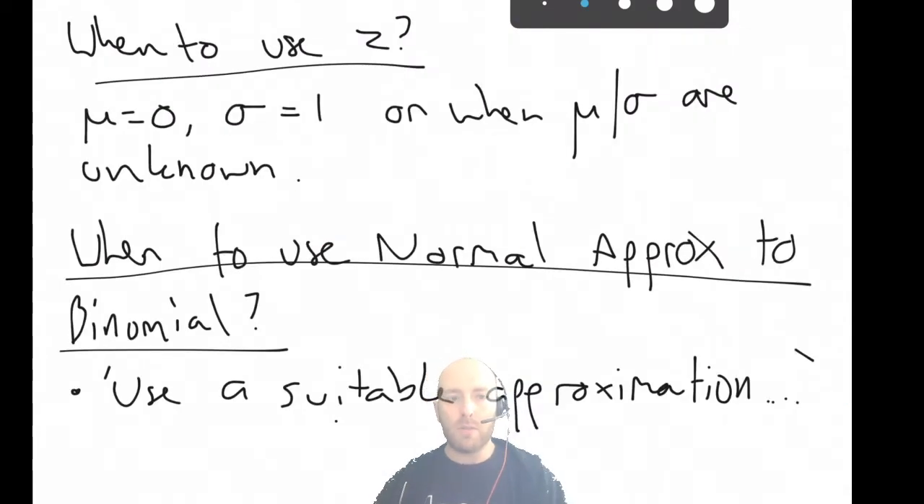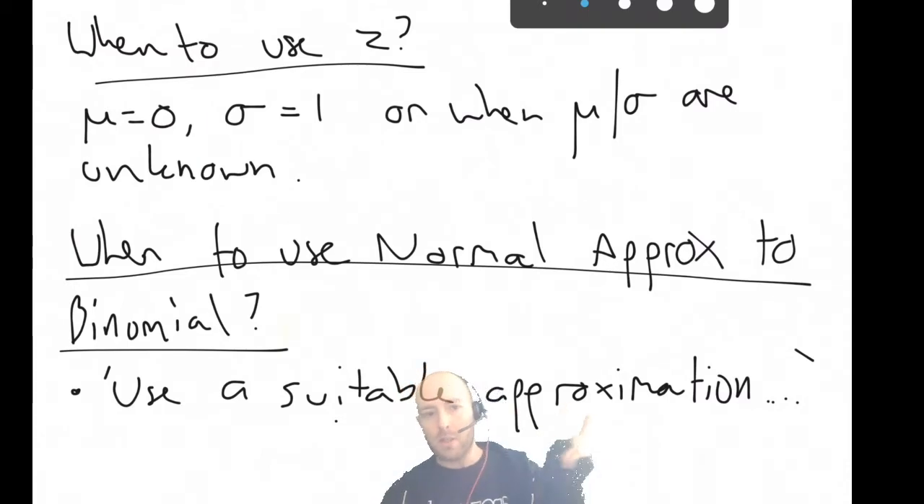Okay, when should you use Z then? Well, if you've got mu is 0, sigma is 1, you use Z. Or if you're trying to find mu or sigma, you have to use Z. Anything else, you can just use a calculator. When should you use a normal approximation to binomial? If you see the words use a suitable approximation, that's when you do your normal approximation bit that we did on Tuesday.